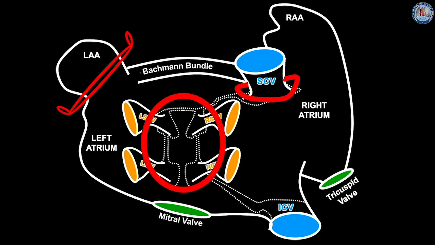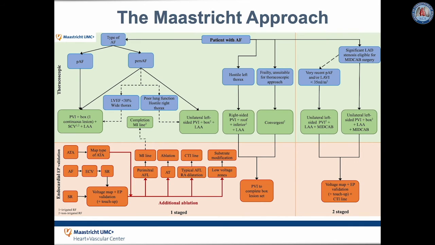Then we exclude and electrically isolate the left atrial appendage. From the endocardium, we can create a mitral isthmus line or a cavo-tricuspid isthmus line and address other atrial arrhythmias. This is the scheme that we use in Maastricht, the so-called Maastricht approach.